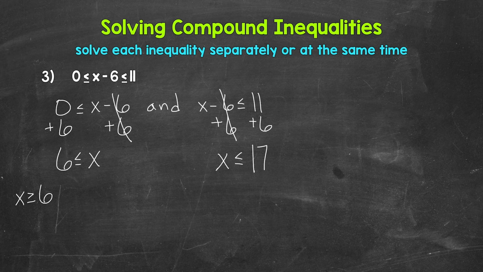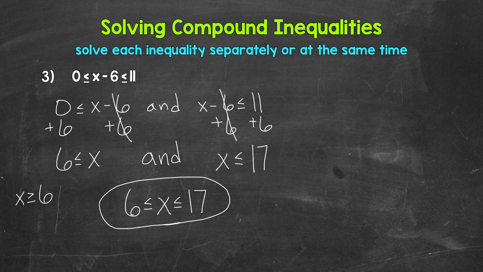And now we're done solving our two inequalities. X has to be greater than or equal to 6, and x has to be less than or equal to 17. Now we can combine these and write this compound inequality without the word and. So we have x is greater than or equal to 6 and less than or equal to 17. So x has to be greater than or equal to 6, and x has to be less than or equal to 17. X has to be both. X has to satisfy both.